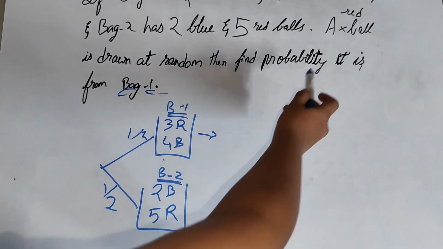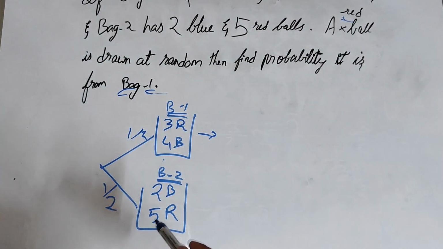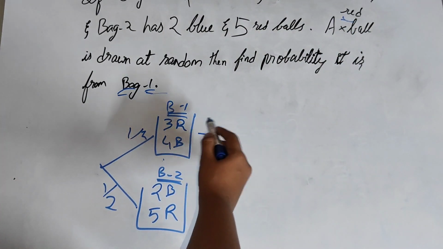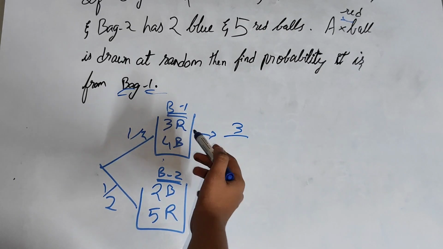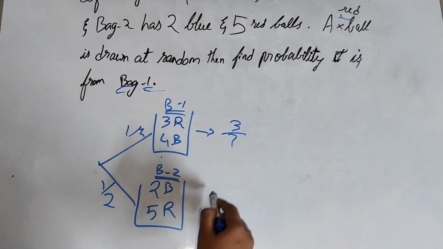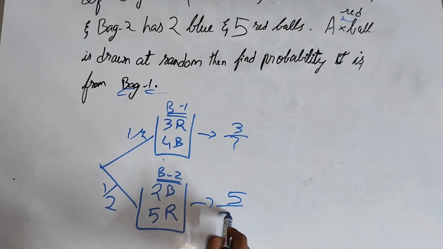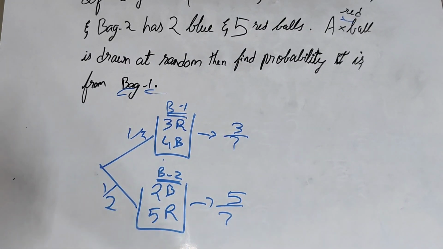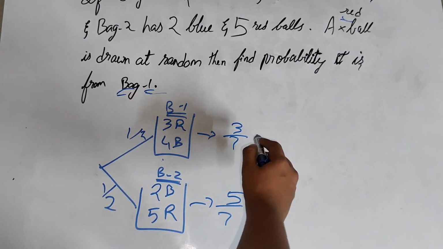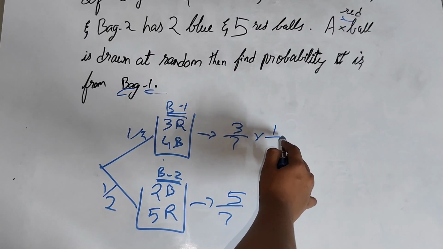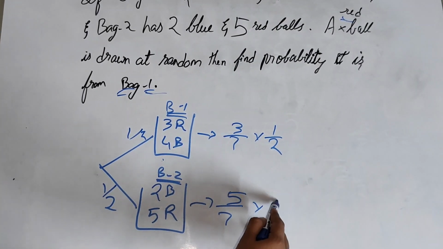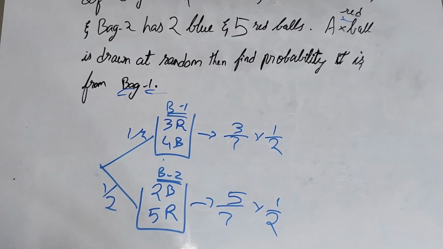And the probability of choosing a red ball from bag 1 is 3 divided by the total 7. And in bag 2 it's 5 divided by the total, which is 7. Now we have to multiply them by the chances of choosing the bag respectively, so into 1 by 2 and into 1 by 2 in this case.